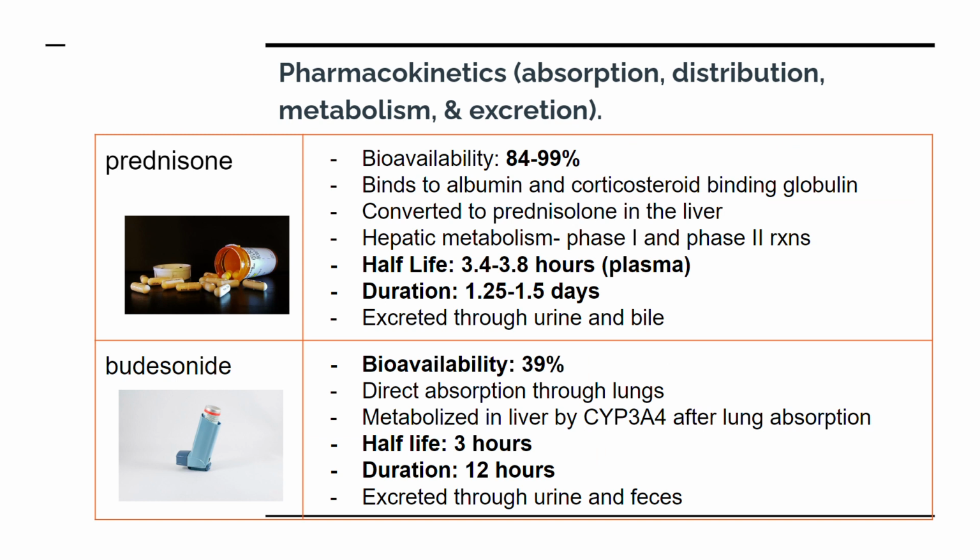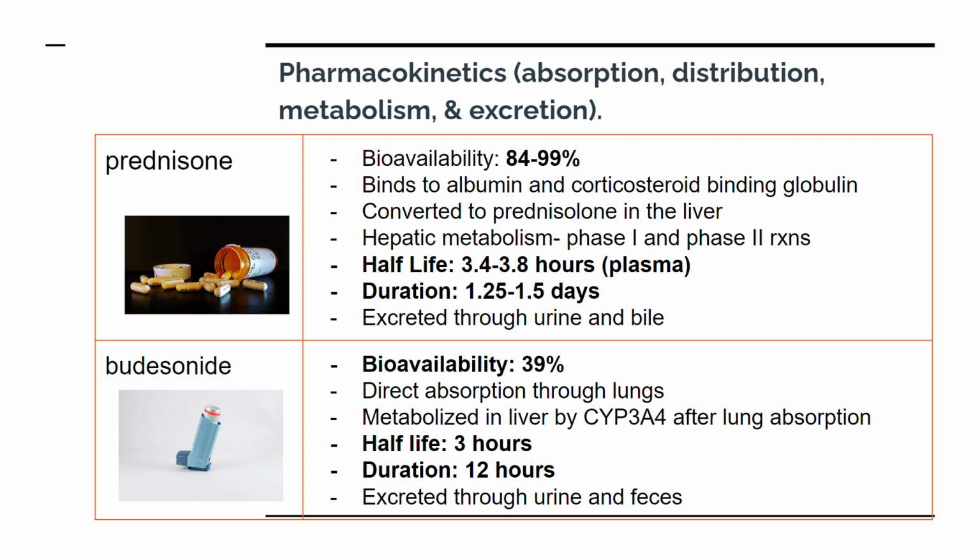Prednisone is well absorbed orally and distributed through the body by binding to albumin and corticosteroid binding globulin. It is metabolized in the liver through phase 1 and phase 2 reactions. Its half-life in the plasma is about 3 hours, and its duration is about a day to a day and a half. It is excreted through urine and bile, so in other words, the feces.